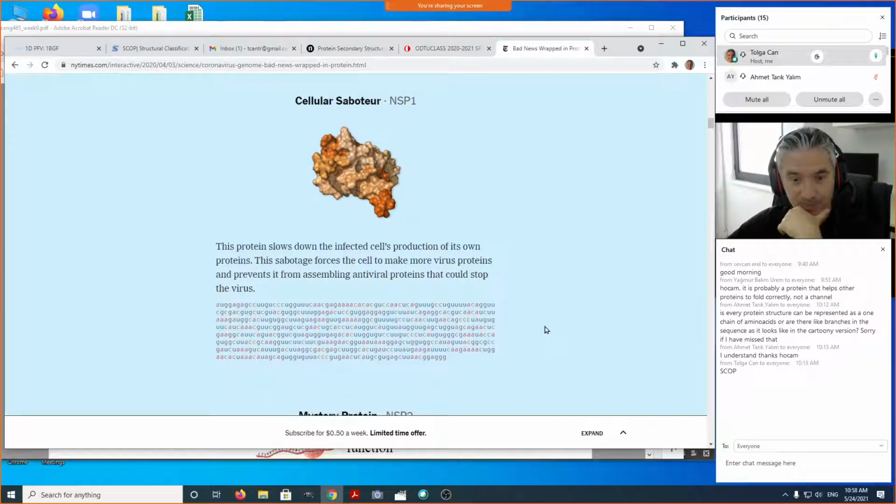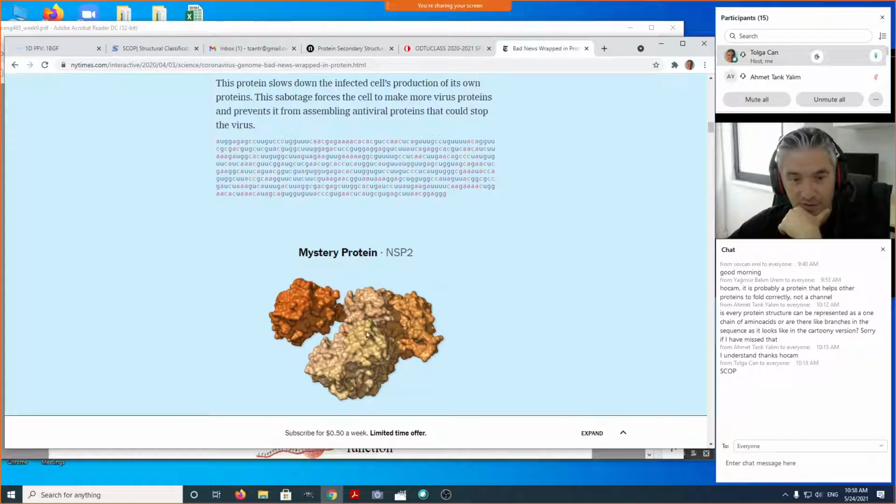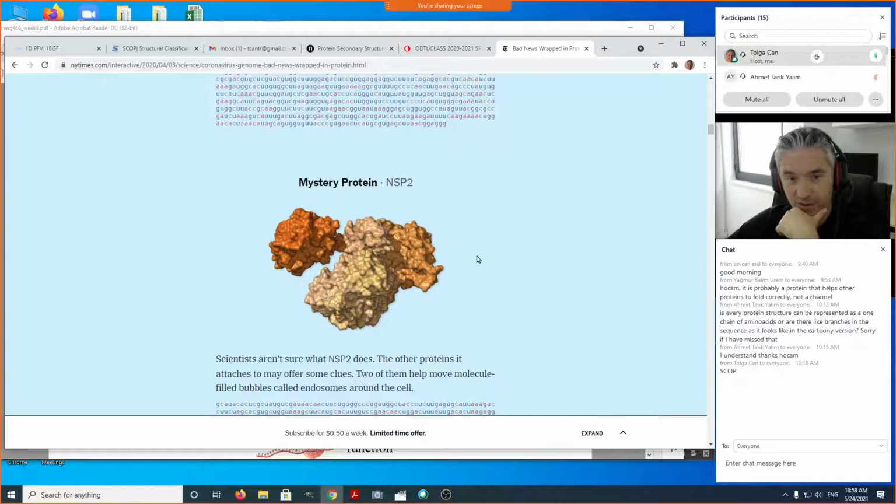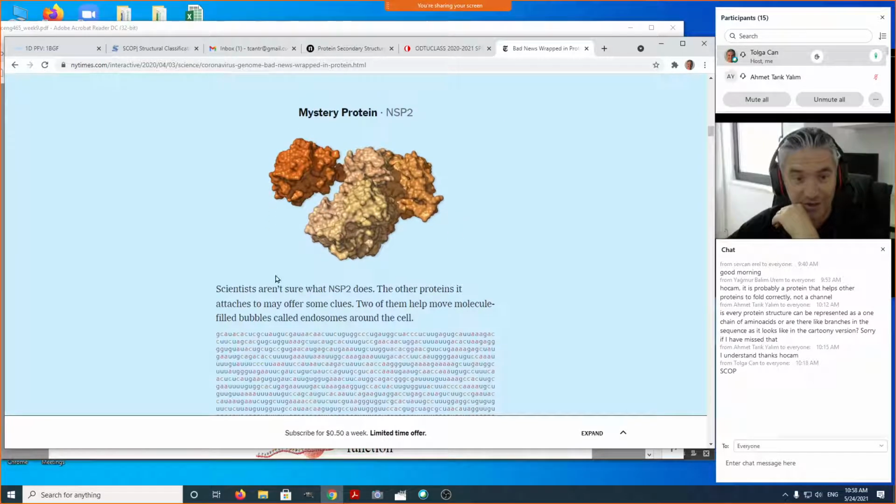So this is its sequence. This is a structure. As you can see, all of those are structural. These are protein structural shapes. The first thing they did was to identify, for example, this mystery protein. Scientists aren't sure what NSP2 does. Maybe they do now. This has been one year since this article. But the other proteins it attaches to may offer some clues.